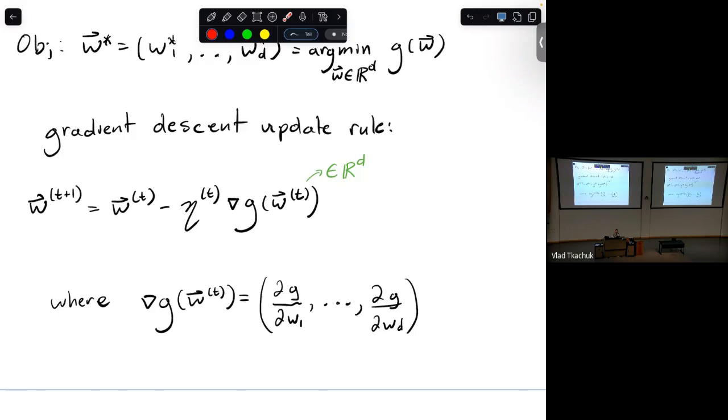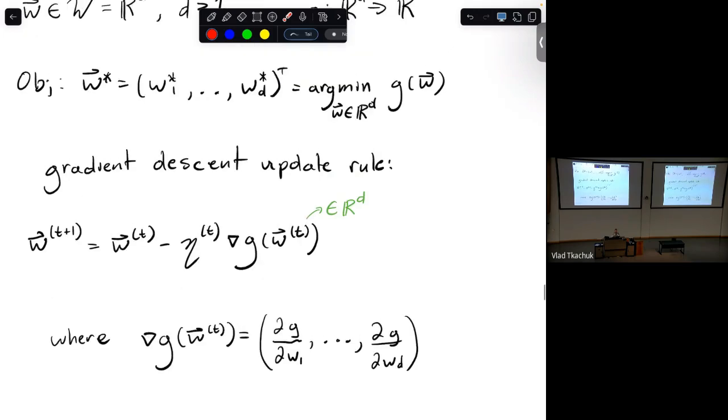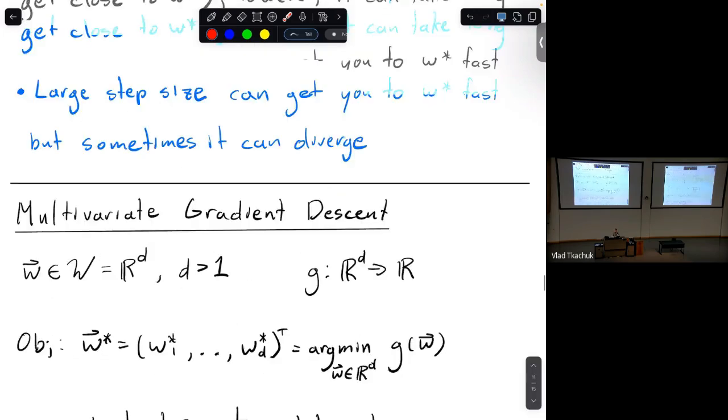And maybe the other thing to mention is you might be wondering also what is going on with this initial guess?